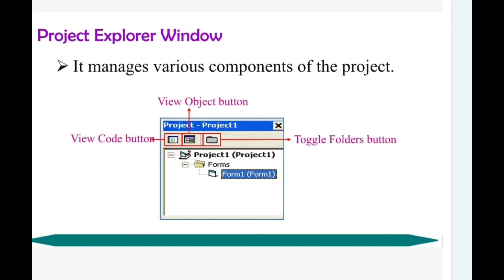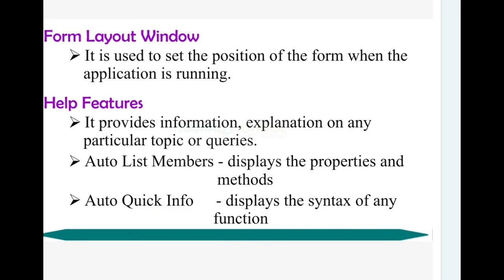The finalization of completion of this software, the project will be converted as an exe file, an executable file. The exe file will be installed in client systems. This is called the completion of the task of the software application work, which the software engineers do. Next we are looking at the form layout window.